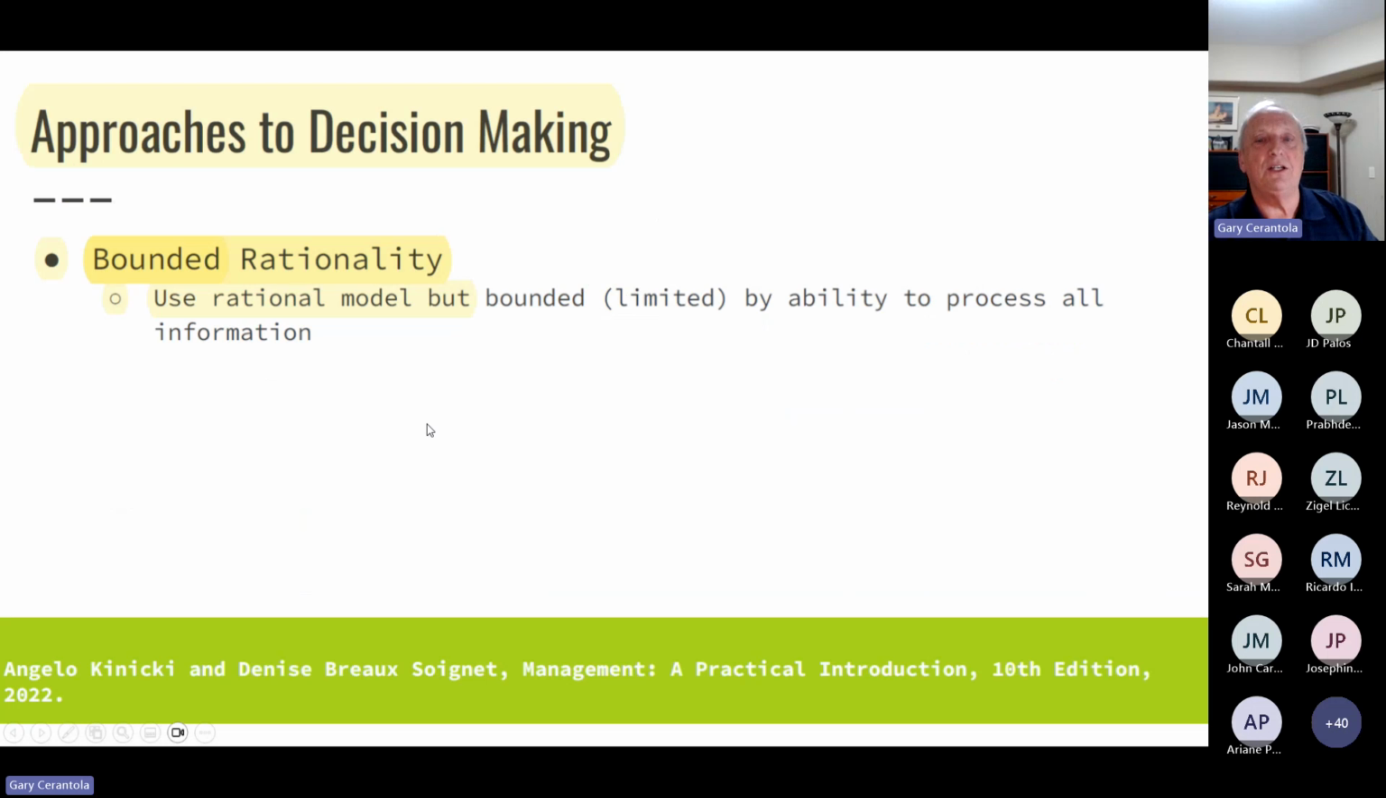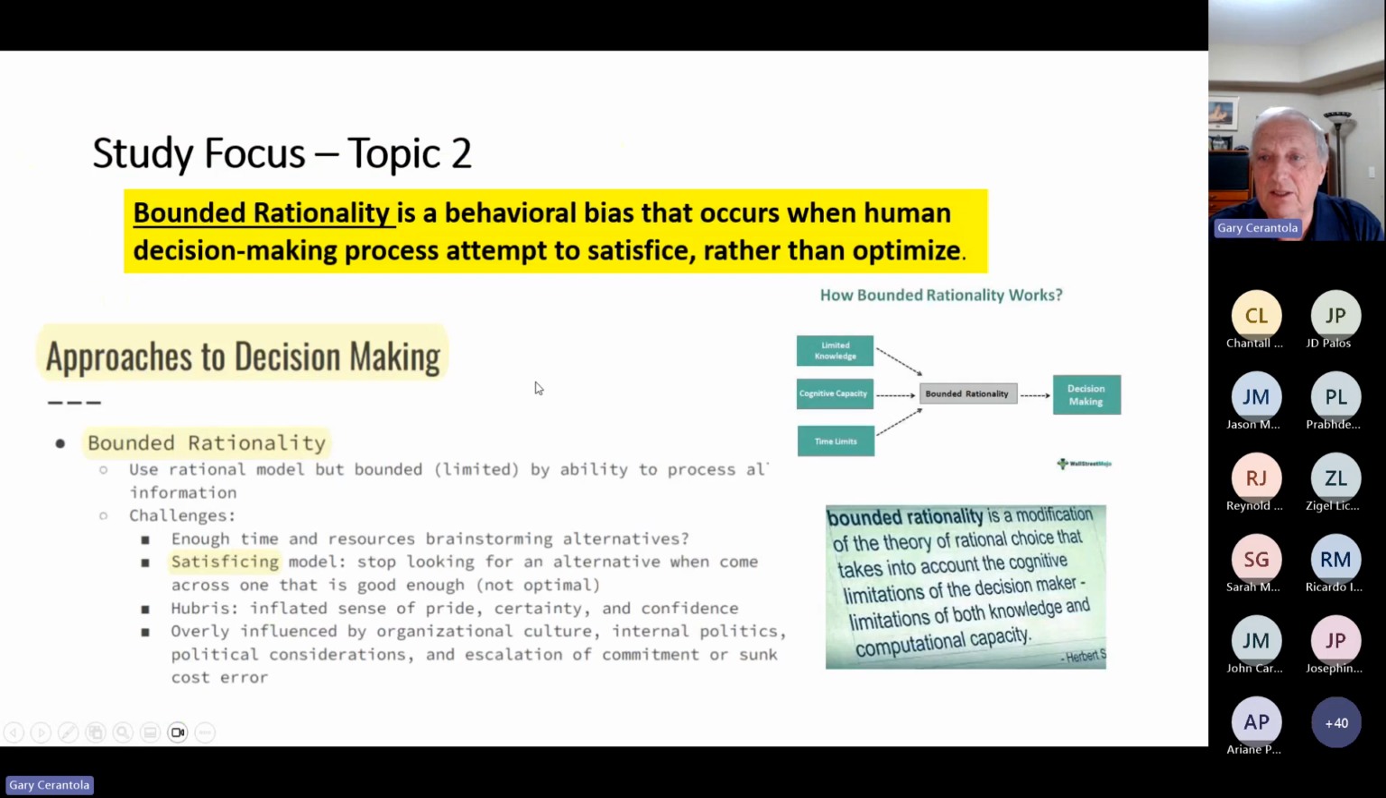Okay, so I mentioned bounded rationality, and what that's all about is it's a behavioral bias again, and it occurs when humans are making decisions and they're trying to make it convenient, and that's what satisficing is. And if you look at this little drawing right here, it really breaks it down quite nicely. Sometimes there's limited knowledge.